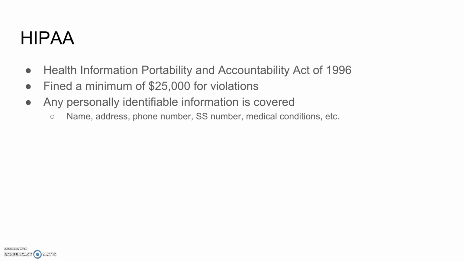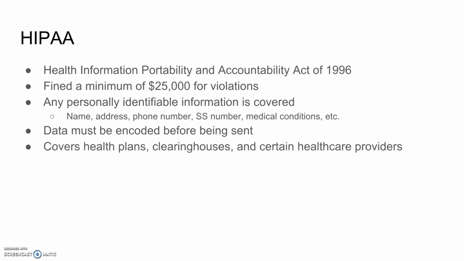So name, address, phone number, social security number, any medical conditions, height, weight, physical characteristics, all of those are considered personally identifiable information and are covered under HIPAA. Data must be encoded before being sent, whether that's between doctors' offices or any person that has a legitimate need for these must encode the data before sending them.